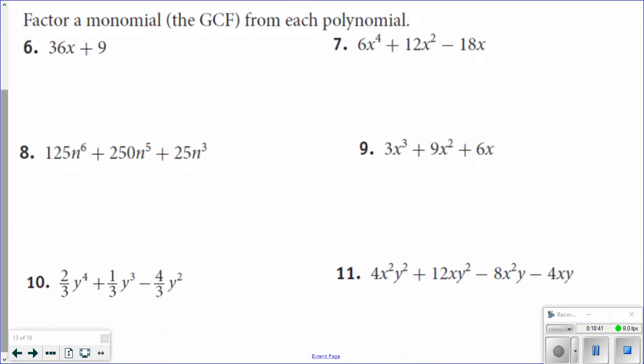All right. I am going to cross out question 10, so you don't have to do that one. But I would like you to pause the video and do 6, 7, 8, 9, and 11 on your own first. Use your factor chart. You can do it.